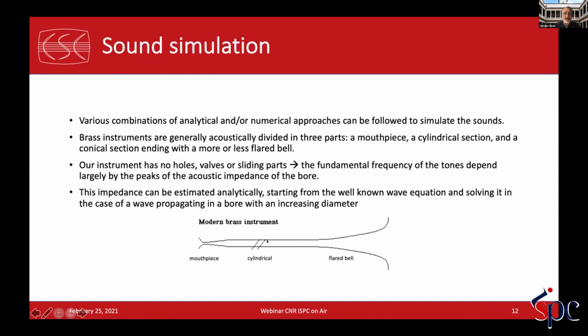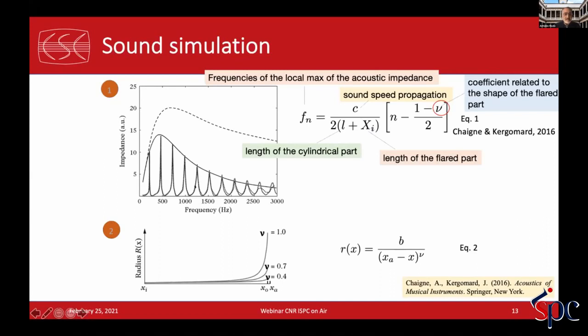Therefore, the fundamental frequency of the tones that can be generated depends largely on the peaks of the acoustic impedance of the bore. From an intuitive point of view, the acoustic impedance of a vibrating body represents how easily that body can vibrate at certain frequencies. In this picture on the left, you can see an example of acoustical impedance of a bore. If we look at the peaks of this function, we can find the resonant frequencies of the instrument, which we can read on the horizontal axis.